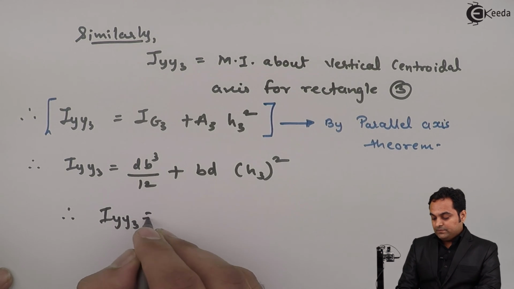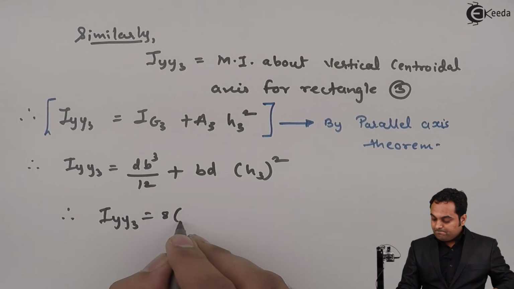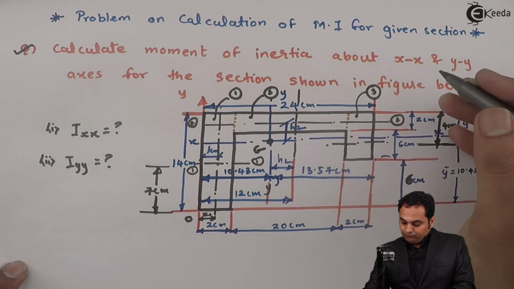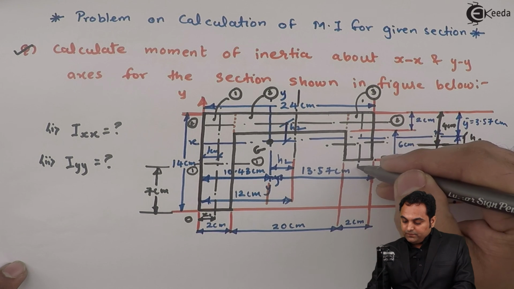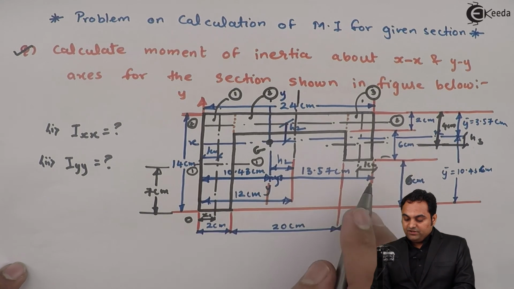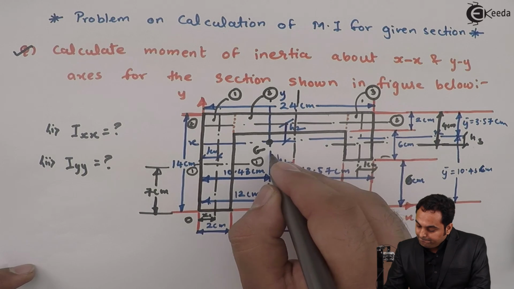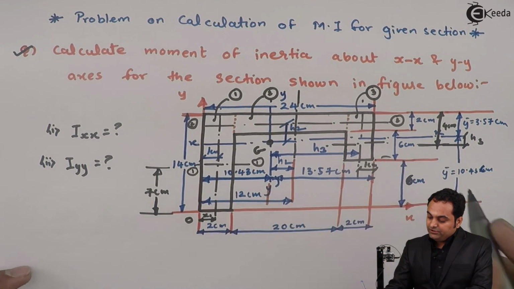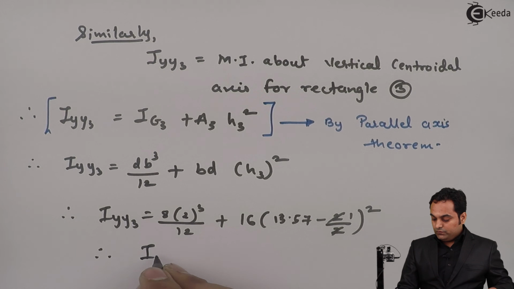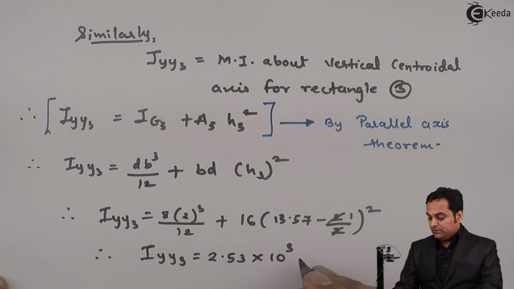So therefore Iyy3, d and b values from the diagram, d is 8 and b is 2. h3 is the distance between the y-axes. Now here if we see the y-axis for rectangle 3, it is passing at 1 centimeter from right hand side, whereas the y-axis for the complete section is 3.57 centimeter from right hand side. So there is the difference between the two y-axes, and this distance is h3. So it is 3.57 minus half of 2, that is 1. So Iyy3, the answer is 2.53 into 10 raised to 3 centimeter raised to 4.